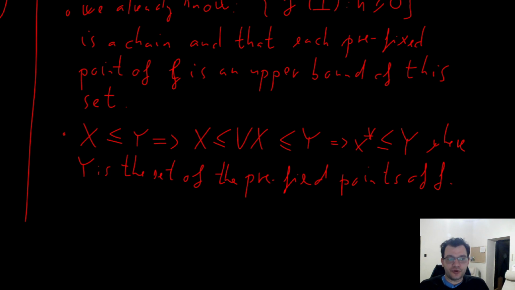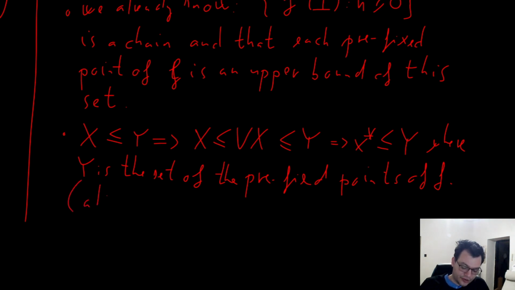And of course, because every fixed point is a prefixed point as well. Remember, a fixed point is a point which is both a prefixed point and a post-fixed point. So all the fixed points are actually prefixed points as well. So if x star is a lower bound for all the prefixed points, then of course x star is a lower bound for all the fixed points as well.